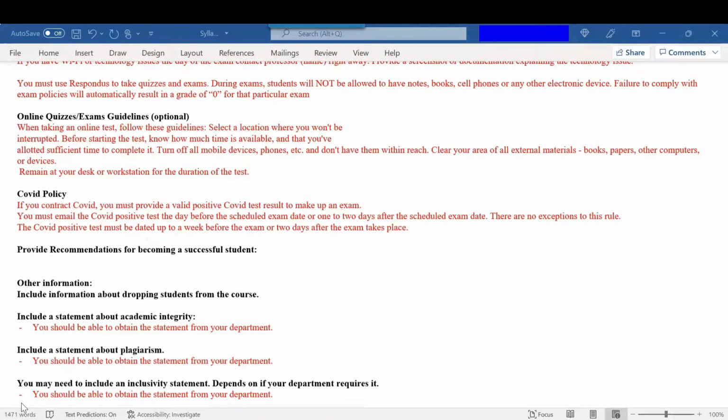Since we're returning to in-person learning while the pandemic is still raging and people are still becoming infected with COVID, I believe a COVID policy is imperative. The COVID policy should be part of the syllabus and the course website.